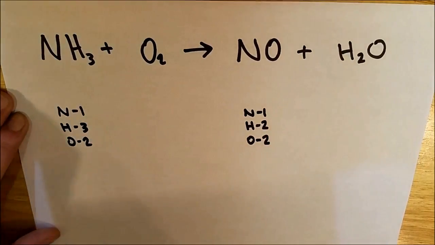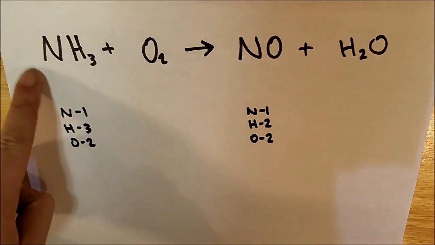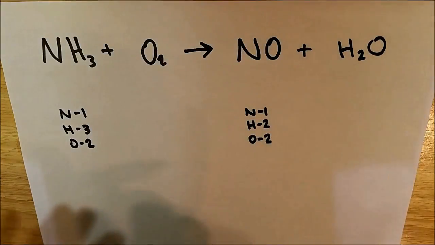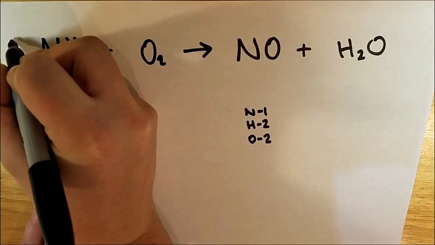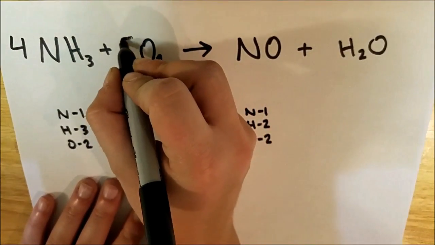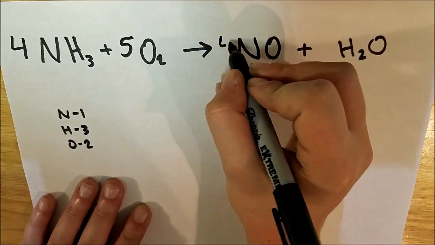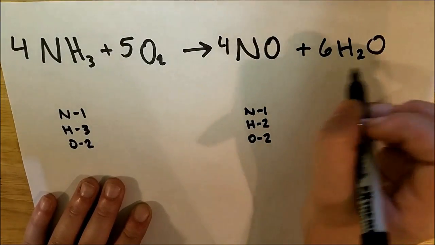Because the H's aren't the same, you then have to balance the equation. To do this, you can add coefficients right in front of each of these in order to balance it out. So for this example, you need a 4 in front of the ammonia, a 5 in front of the O2, a 4 in front of the nitrogen monoxide, and a 6 in front of the water.